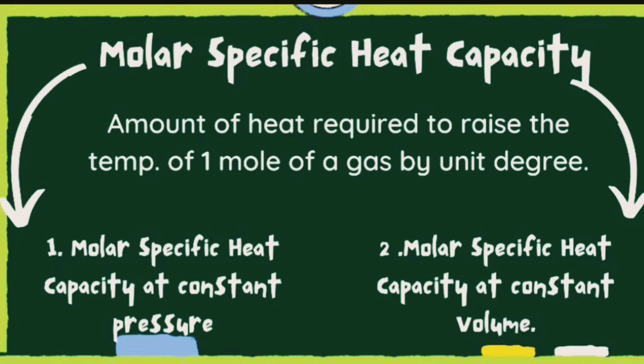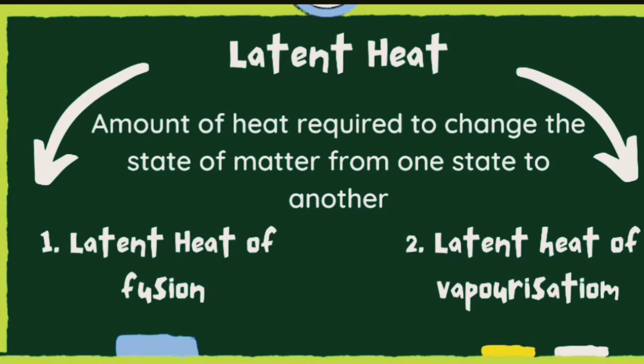Next topic is latent heat. It is the amount of heat required to change the state of matter from one state to another. And like molar specific heat, it is also divided into two categories. First one is latent heat of fusion. It is the amount of heat required to convert the solid state of a substance into liquid state. Here Q is directly proportional to M and it is denoted by LF, that is LF is equals to Q by M and its SI unit is joule per kg.